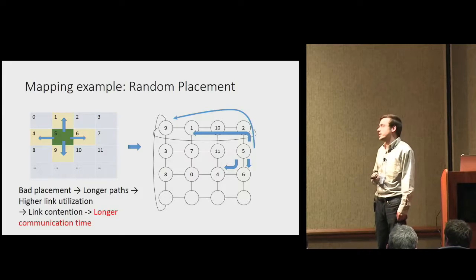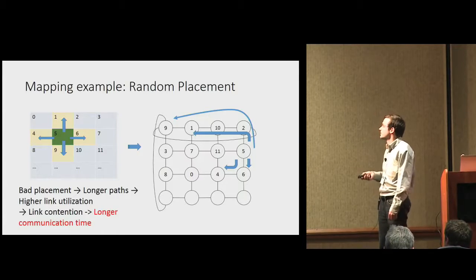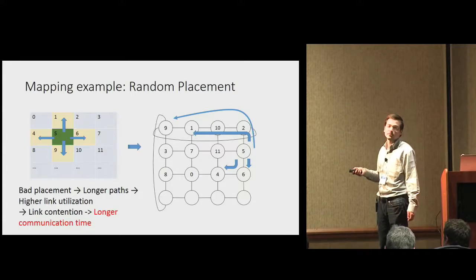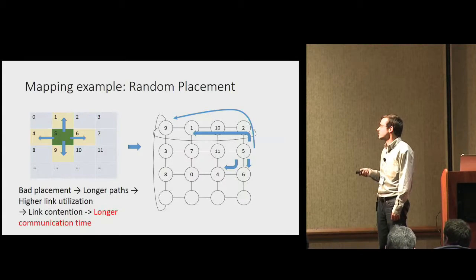Now, what happens if we do a random placement? The placement is completely random. You're going to have longer paths, which means that for the same communication, you're using more links. This can produce link contention, and ultimately, the application will take longer to execute.